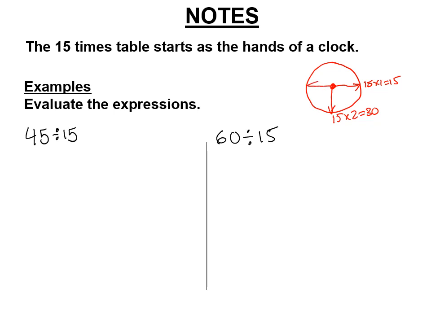When the big hand is over here, that's 15 times 3, or 45 minutes. And obviously, all the way around for an hour is 15 times 4, which is 60. So if you knew that already, you already know the beginning of your 15 times table. So what's 45 divided by 15? Well, I just said it. It's 3. 3 times 15 is 45. 60 divided by 15 is 4.